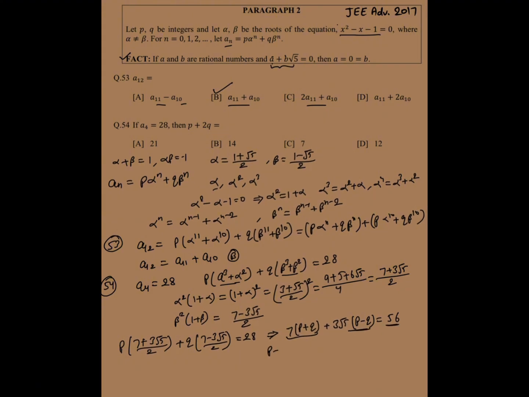So we have p plus q equals 8 and p minus q equals 0, which means p is equal to q equals 4. And now we can find p plus 2q, which is nothing but 3 times 4, which is 12, and our answer is D. That's it.